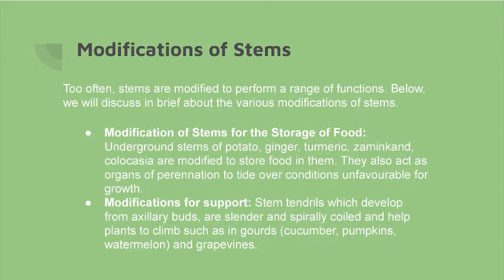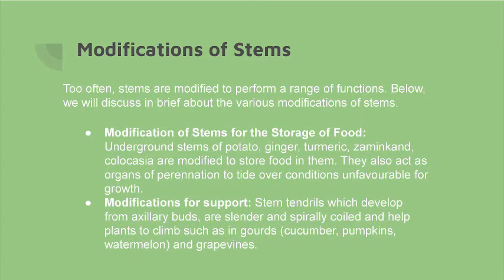In this slide, we will be studying the modifications of the stem. In most plants, the stem is aerial, vertically upwards and bears leaves, flowers and fruits. However, some stems are modified into various shapes to carry out special functions such as perennation, vegetative propagation, synthesis and storage of foods, etc.